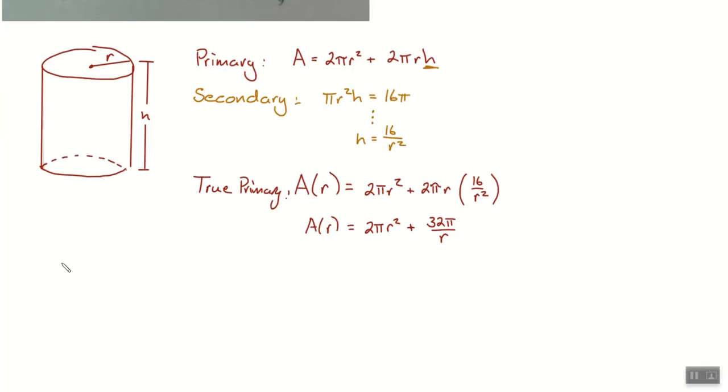Okay, if we have this, let's find A prime. And if you've already done this problem, awesome. Is the derivative the easy part of it? Can I just do it then without talking through it? I think it's 4 pi r minus 32 pi over r squared.